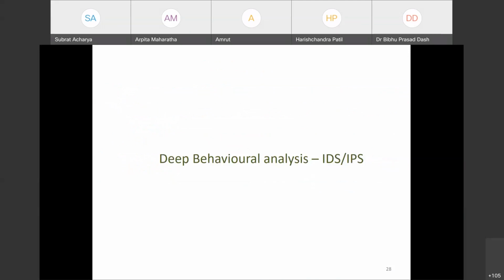Then coming to the deep behavioral analysis of the IPS and IDS. So IPS, as we know, is intrusion prevention system, or intrusion detection system. So every term we are referring to in terms of deep behavioral analysis because these all have different signatures. Particularly this DDoS will have one particular pattern. Then firewall will have one particular pattern. Then IPS will have again its own pattern.